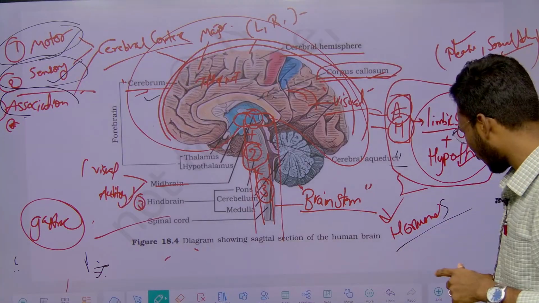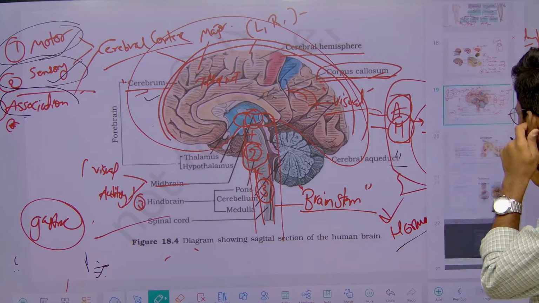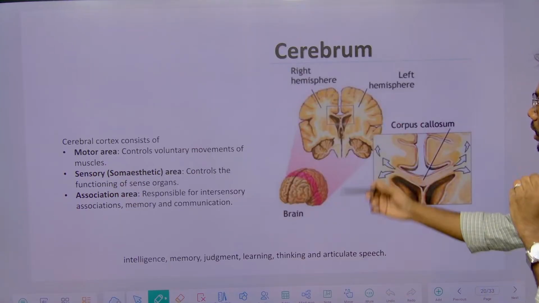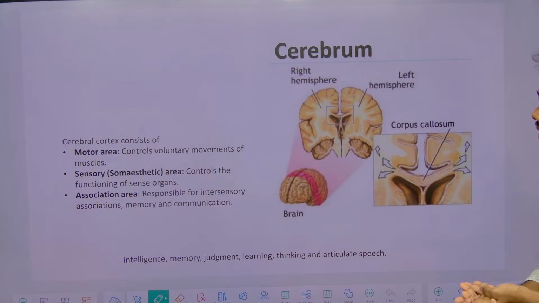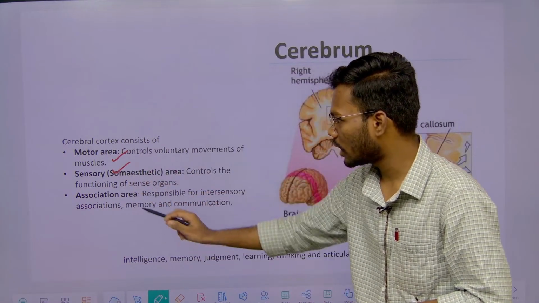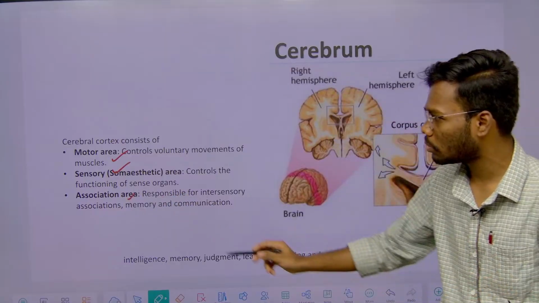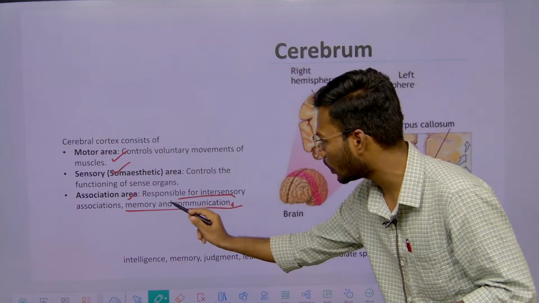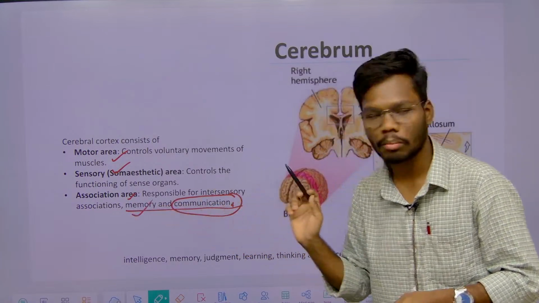Understand the structure of brain. This cerebral cortex has different functions like motor functions, sensory functions, and the association area responsible for what? Memory and communication. We already discussed this about memory.